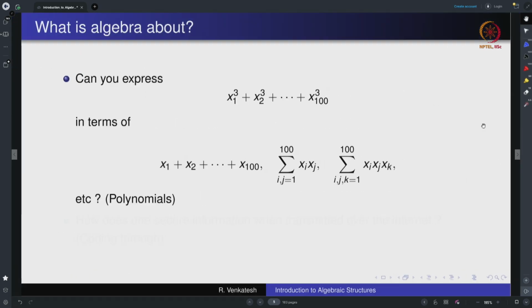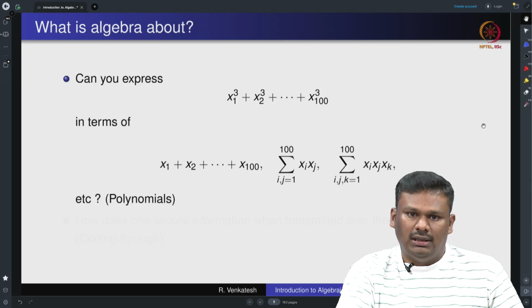Here is another question that involves polynomials. We can ask whether one can express the polynomial x1 cubed plus and so on up to x100 cubed in terms of the so-called elementary symmetric polynomials, which are defined as x1 plus and so on up to x100, and then the sum of the products xi xj, and then the sum of the products xi xj xk.